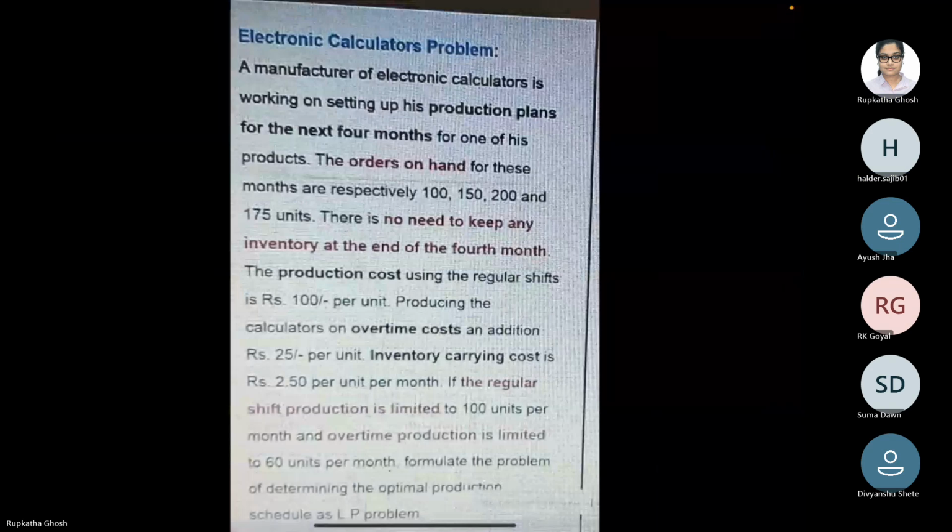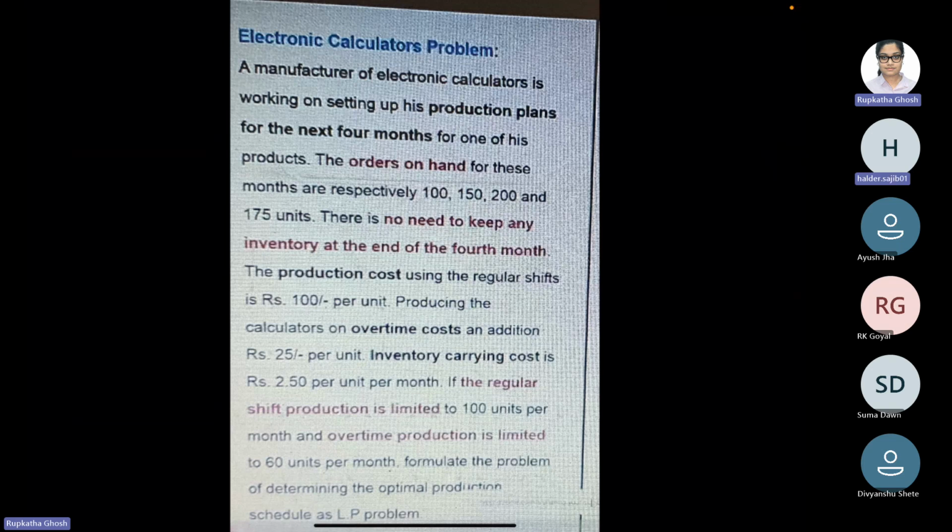Did you take any snapshot? Yeah, tell me. Rather than making some handmade formulation of this LP problem, is there any software or alternative approach to formulate this kind of problem? As I was telling you, there are various software available. Handmade formulation, I didn't understand. Ultimately, you have to formulate the model on your own.